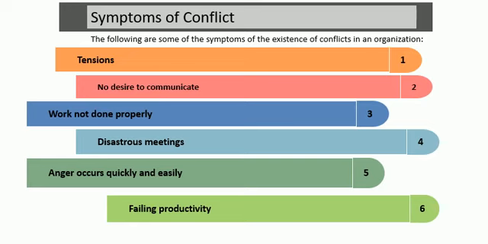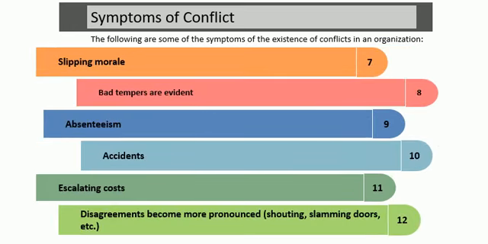So symptoms of conflict can range from these, moving up to failing productivity, slipping morale, and bad tempers that are evident among people. If you know that a person can get angry at any time, then you should stay away from that person. Absence from a certain task or work will also generate conflict. Accidents, which we usually see on the roads, generate a lot of conflicts. Escalating court cases, money, the political situation in the country, and situations among different homes or people, or family tensions, are all symptoms of conflict.